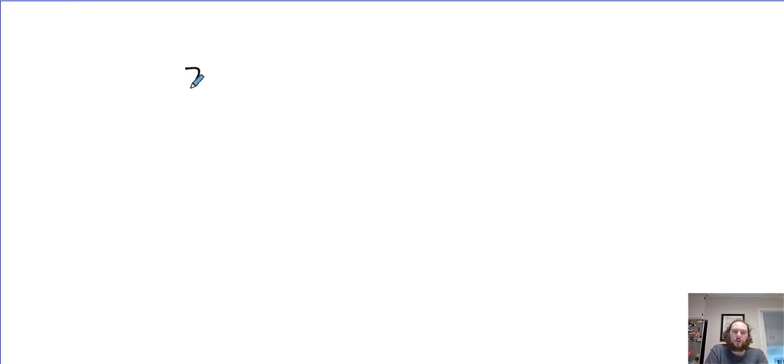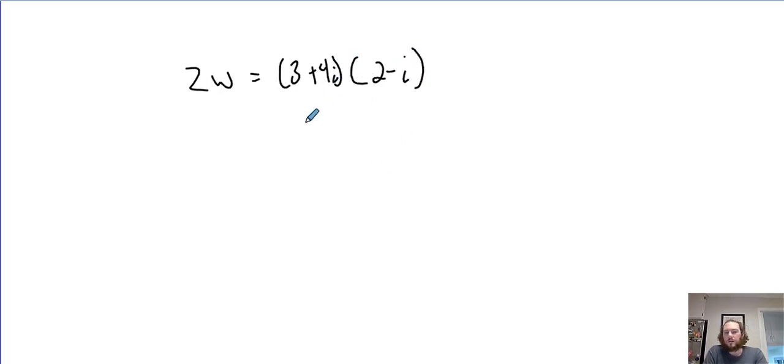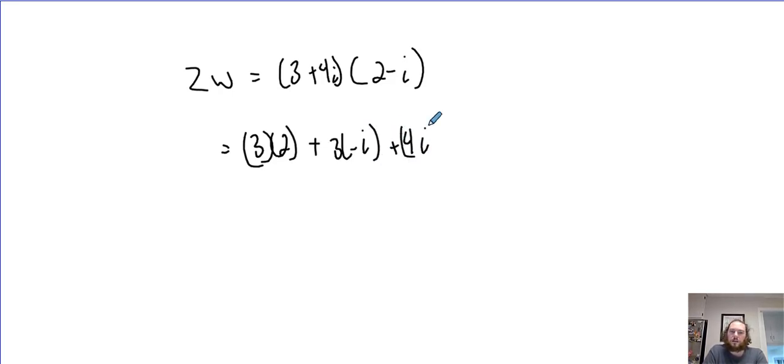And I could even go as far as multiplying z by w, right? So 3 plus 4i multiplied by 2 minus i. And again, we are going to expand this much the same way that we would expand if we were multiplying binomials. So 3 times 2, plus, I guess, 3 times negative i, plus 4i times 2, plus 4i times negative i, right?